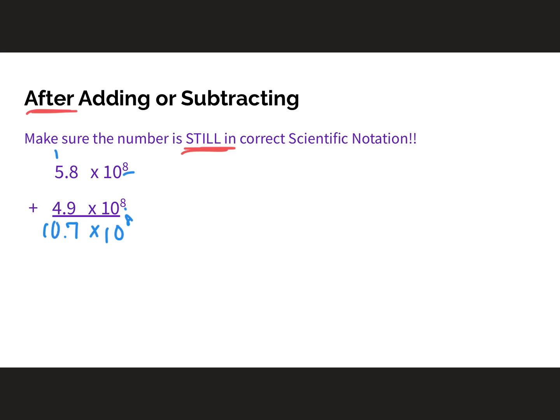The problem is, of course, we said that we only get one digit left of our decimal. So I'm going to need to move this. I can make this number smaller, which means I make my exponent bigger. And if I was subtracting and I got a number that was less than 1, I would have to make the number bigger and make my exponent smaller.